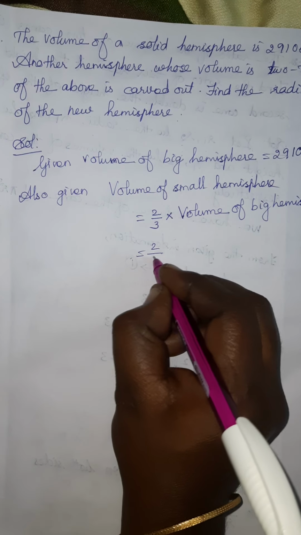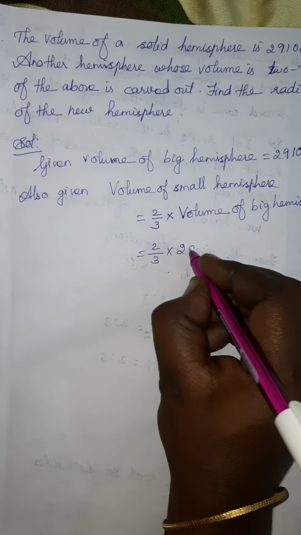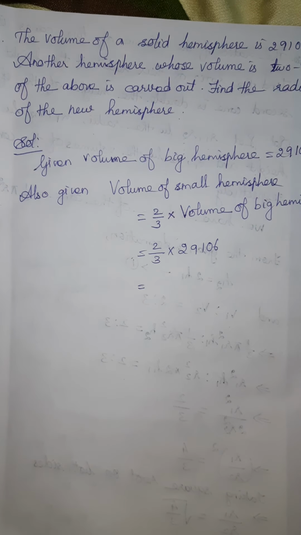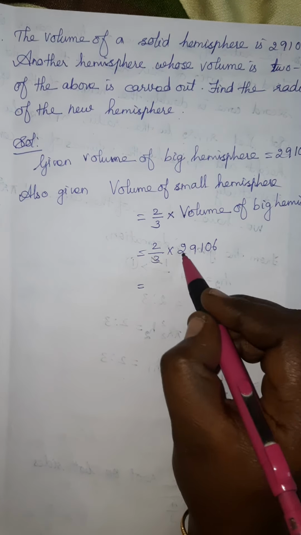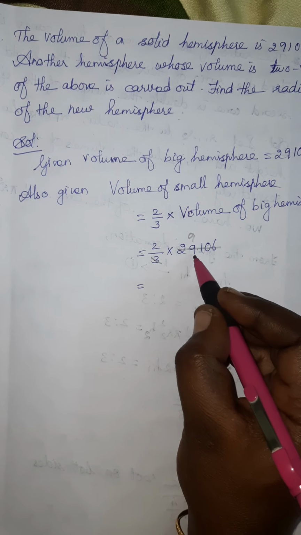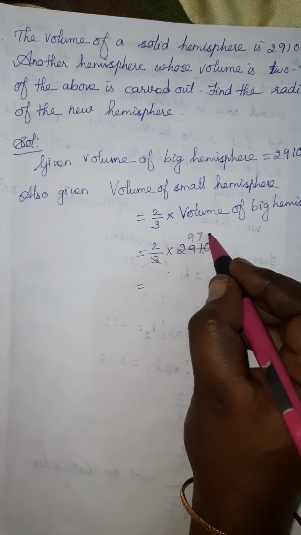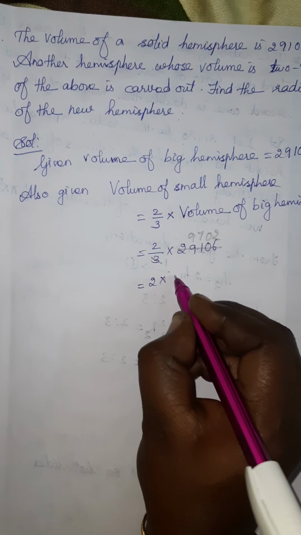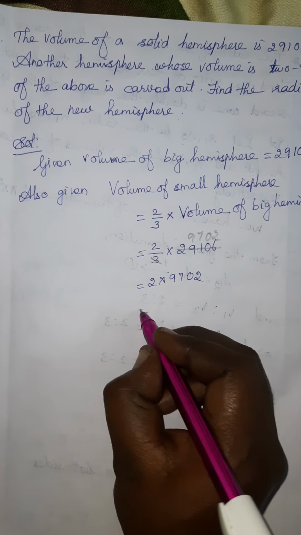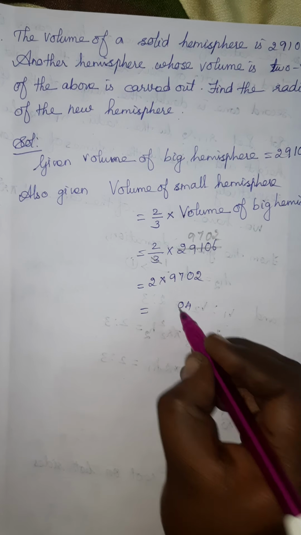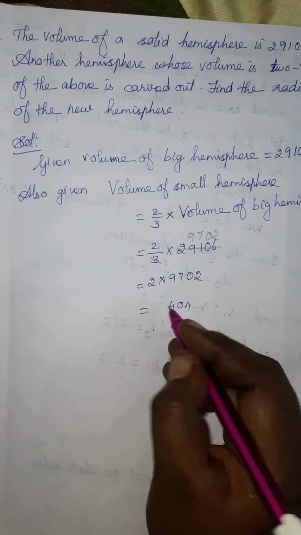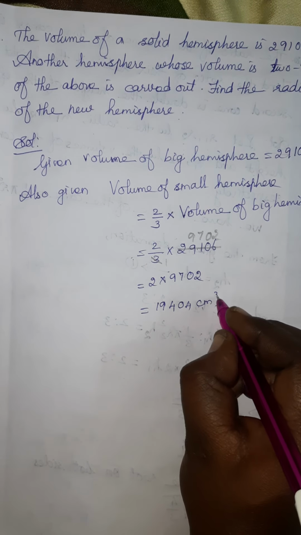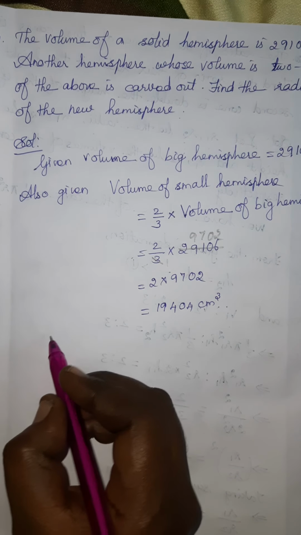So which is equal to 2 by 3 into the volume of big hemisphere, 29,106. If you can cancel, you cancel it and simplify the value using the 3 table. 1 3 is 3, 9 3s are 27, remainder 2, 21, 7 3s are 21, 0, 2 3s are 6. Okay, so you get 2 into 9,702. When you multiply, 2 2s are 4, 0, 7 2s are 14, remainder 1, 9 2s are 18 plus 1, 19. So 19,404 centimeter cube is the volume of the small hemisphere.